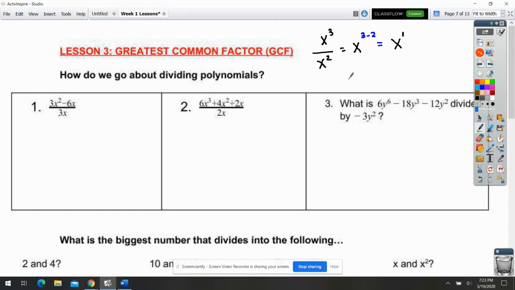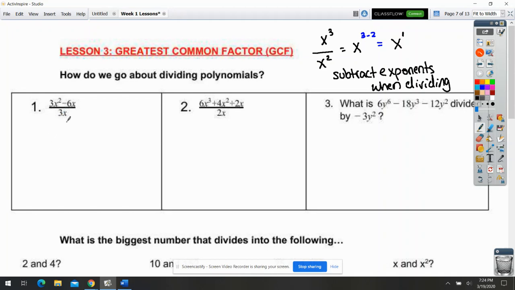Okay, so just as a side note to put in your notes, you subtract the exponents when you divide. Okay, so this will come in handy as you move on with this lesson. All right, so number one. Don't get nervous. It looks like a fraction because it is a fraction, but what we are simply doing is dividing this binomial on the top, these two terms, 3x squared minus 6x, divided by 3x.